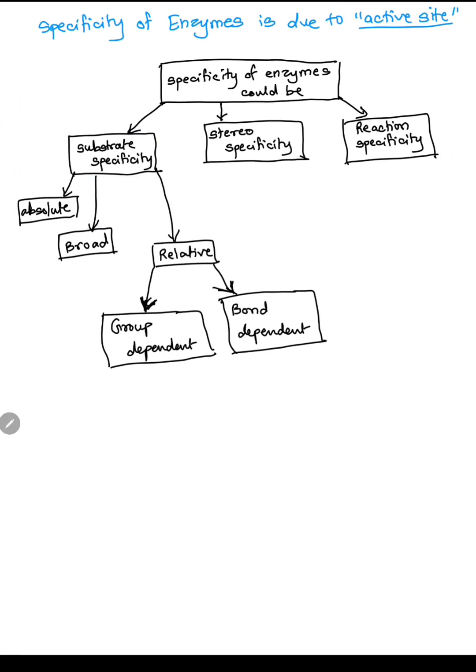Specificity of enzymes is due to the active site. Now, specificity of enzymes could be substrate specific, that is, they could be specific to a certain substrate. They could be stereospecific, specific to a certain stereoisomer, or have reaction specificity. An enzyme could be specific for a reaction on a particular substrate. We'll see one by one.